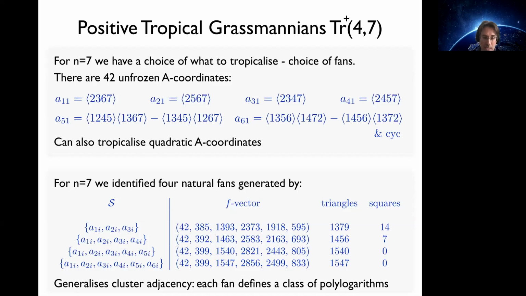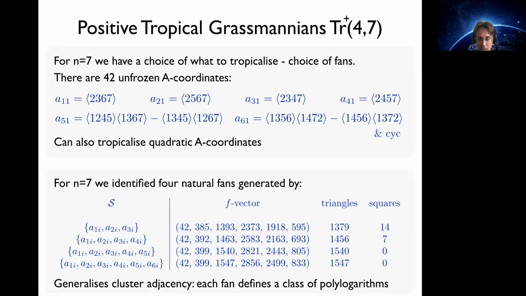The first fan on the list is a maximal parity invariant subset of all the minors. And the third fan on the list is the parity completion of all the minors, which involves the A5s, but not the A6s, so some of the quadratics. And you see they're all different fans. So they have different F vectors and different substructure. The most refined is the bottom, the cluster, the least refined is the top.